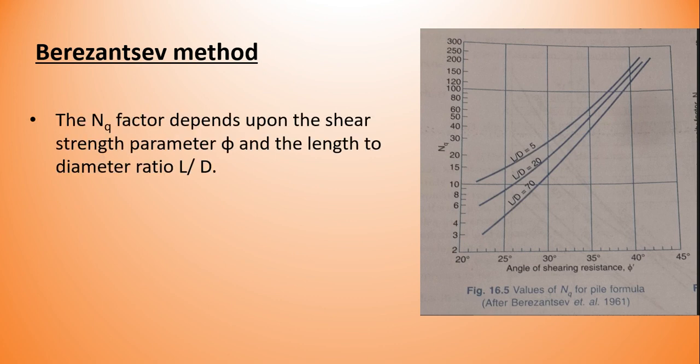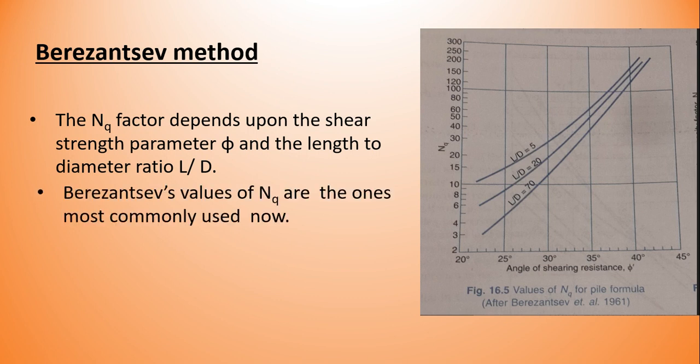Berezantsev method. The NQ factor depends upon the shear strength parameter phi and the length to diameter ratio L by D. Berezantsev's values of NQ are the ones most commonly used. Now here is the angle of shearing resistance phi, and here are the NQ values. From this chart we can obtain the NQ factor.